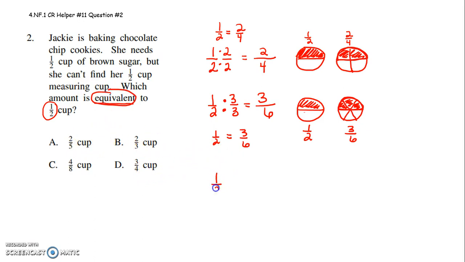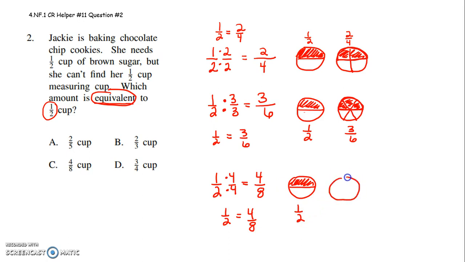All right, let's try 1/2 times 4 over 4. 1 times 4 is 4. 2 times 4 is 8. Ooh, 1/2 is the same as 4/8. If I took a circle and I shaded half of that circle, and I took the same circle and I broke it into eighths, so I'm going to go ahead and break that circle into eighths. To the best of my ability, trying to make them 8 equal slices. And I shade in 1, 2, 3, 4 of those slices.